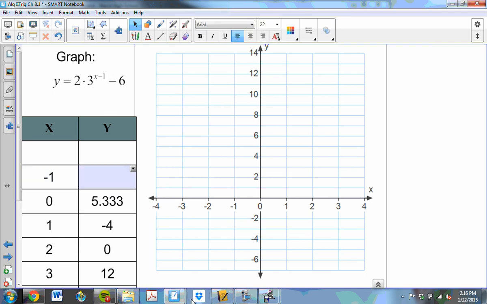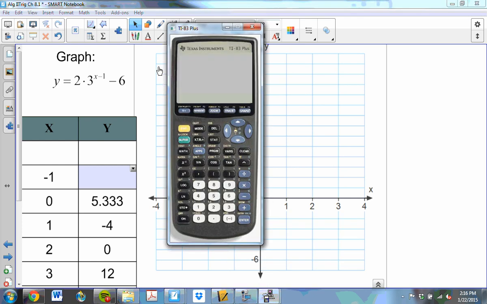I don't really know what negative 5 8/9 is, so I'm going to calculate that real quick. In fact, I'll just do all of that once. I'm going to do 2 times 3 to the, I'm plugging in a negative 1 for x, so it's negative 1 minus 6. It's negative 5.7777.